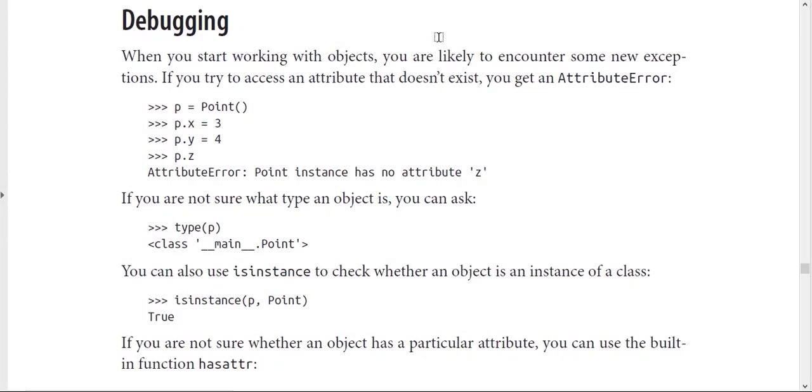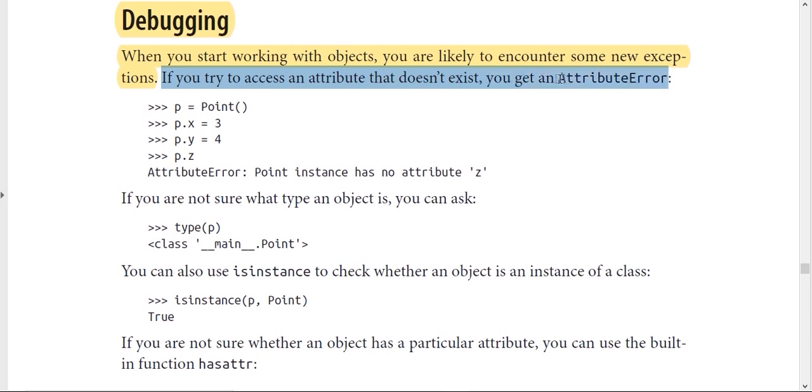So let me take you to the next topic, which is debugging. When you start working with objects, you are likely to encounter some new exceptions or errors. If you try to access an attribute that does not exist, you get an AttributeError. I will show you how.